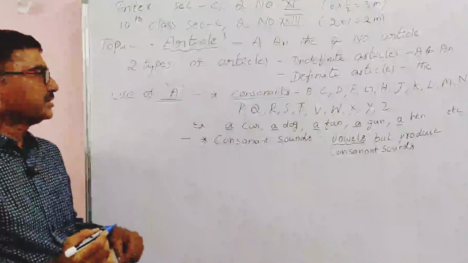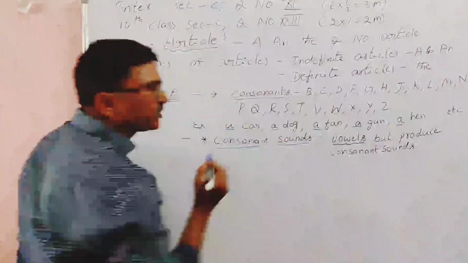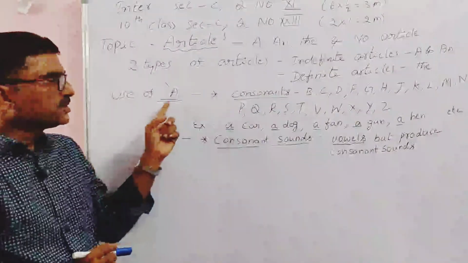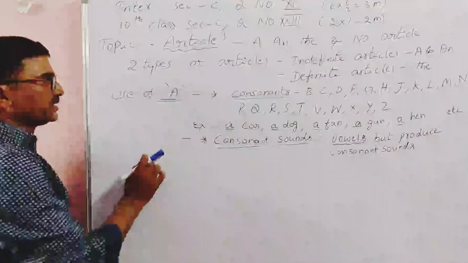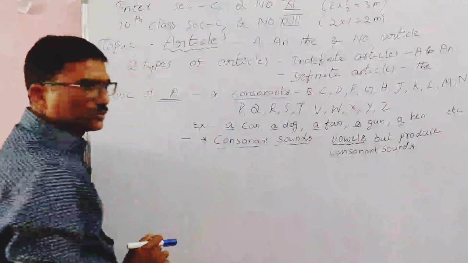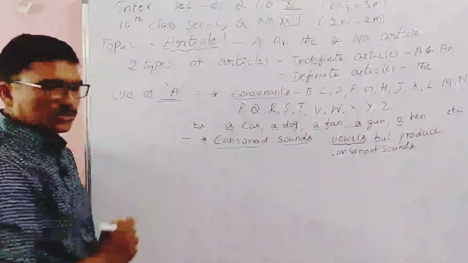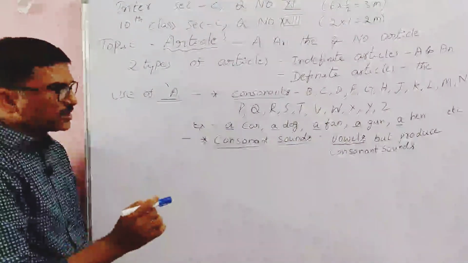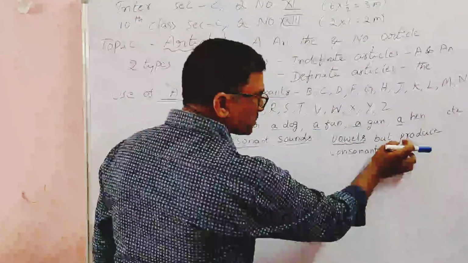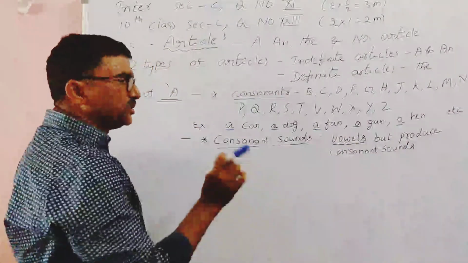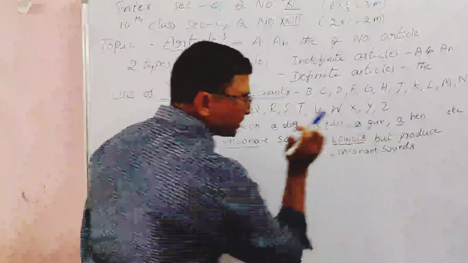On the other hand, article a is also used with consonant sounds. Very, very important. We all know that a is used with consonants, and the second thing is that a is used with consonant sounds. Which letters or words produce consonant sounds? They are words that begin with vowels but produce consonant sounds. Example I will tell you here.